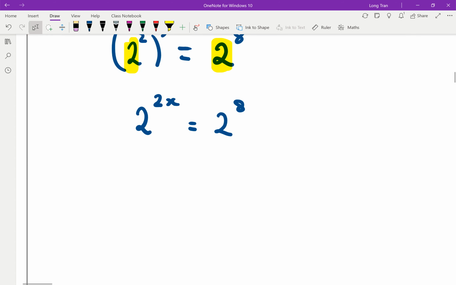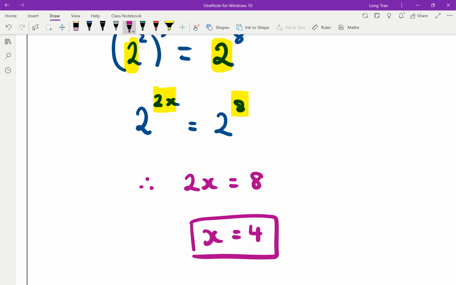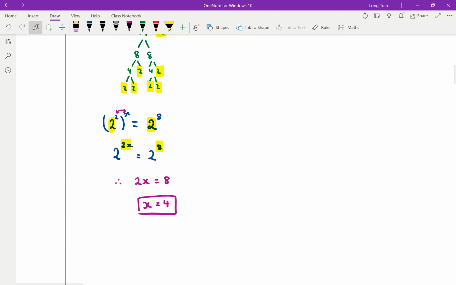And now by comparison, if the left-hand side is meant to equal the right-hand side, notice they both have a base 2. So that means if it's meant to equal, that means that both the powers have to equal. So therefore, you can say 2x must then equal 8 by comparison. And so then x must equal, dividing 2 on both sides, 4. Okay, so that's what we mean by solving by comparison.